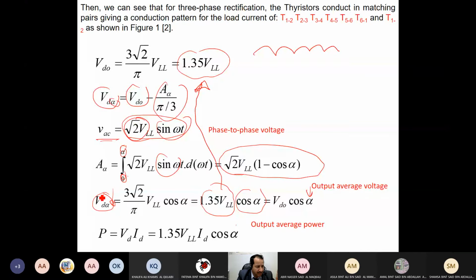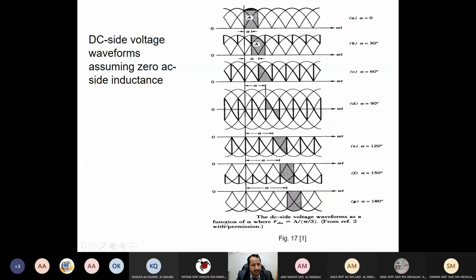Now this voltage, if I multiply it by the current, as we did in the diode, we have a formula for power. Now alpha, as you can see here, when alpha is 0, we have 1.35 cosine alpha. Alpha going to 0, the whole expression goes to 1. Oh, it gives me the diode situation. By the way, V line-to-line, V line-to-line.